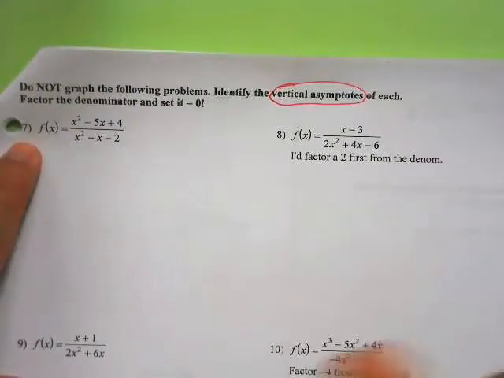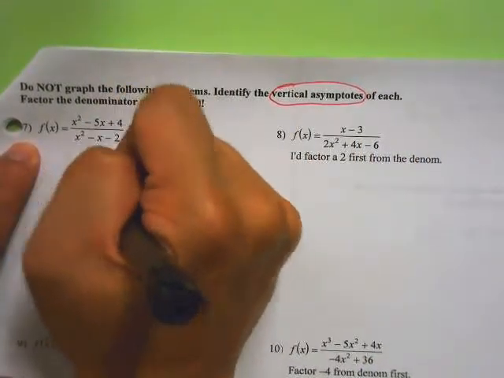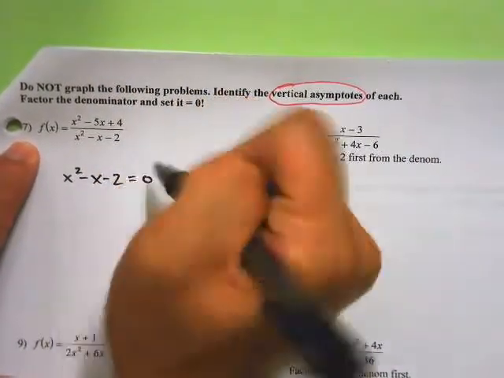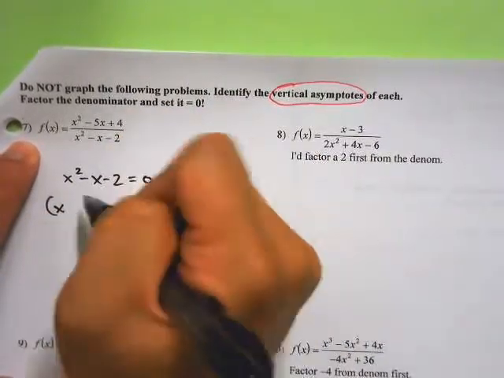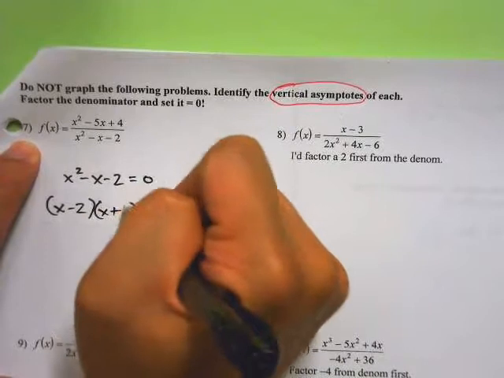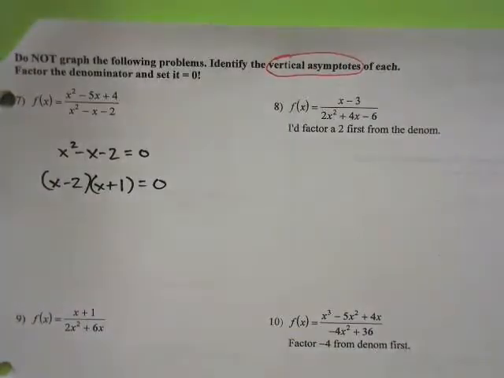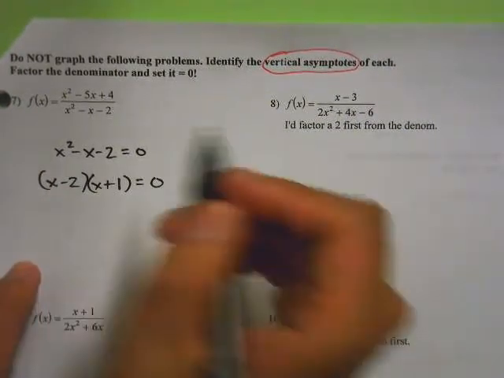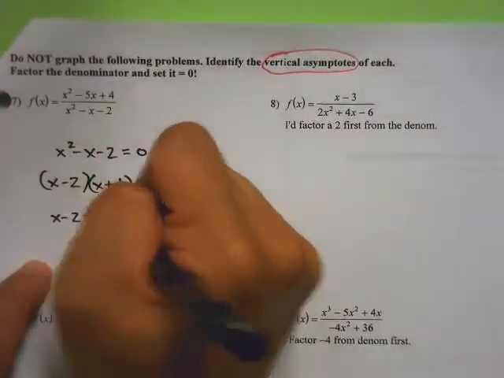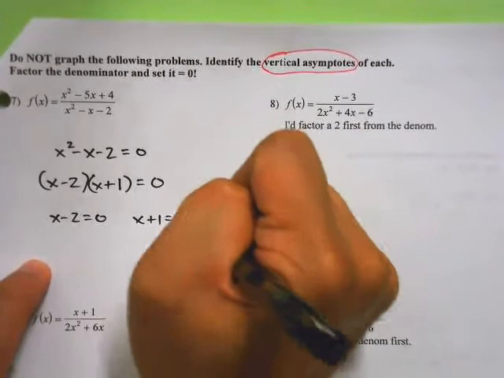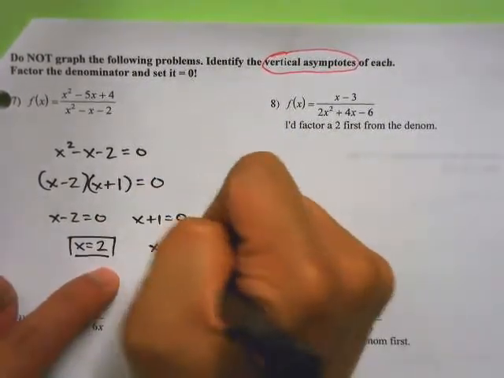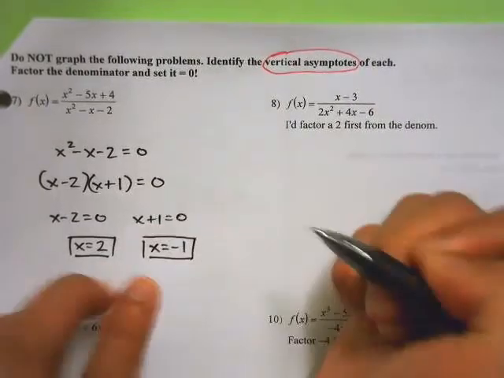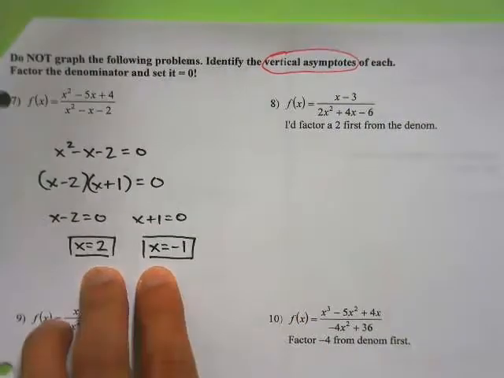We might as well just do number 7 right now. So x squared minus x minus 2 is equal to 0. Let's factor that. X minus 2, x plus 1, does that work? Yes, negative 2 plus 1. And then x minus 2 is equal to 0, x plus 1 is equal to 0. So your 2 vertical asymptotes are going to be x equals 2 and x equals negative 1. That's it for number 7.